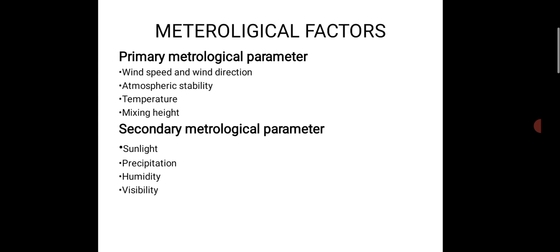The meteorological factors or parameters are classified into two types. One is primary meteorological parameters, then secondary meteorological parameters. The primary meteorological parameters consist of 4 parameters: wind speed, wind direction, atmospheric stability, temperature, and mixing height. The secondary meteorological parameters also consist of 4 parameters: sunlight, precipitation, humidity, and visibility.